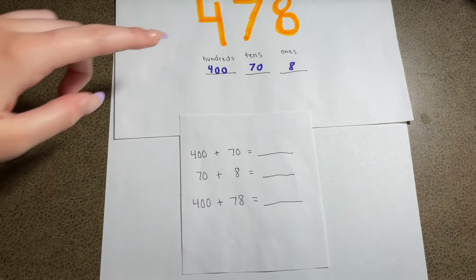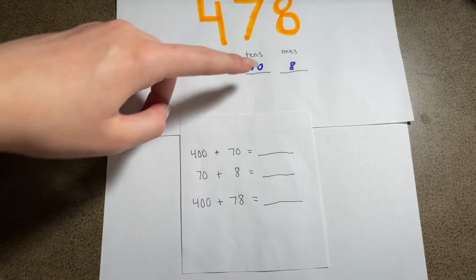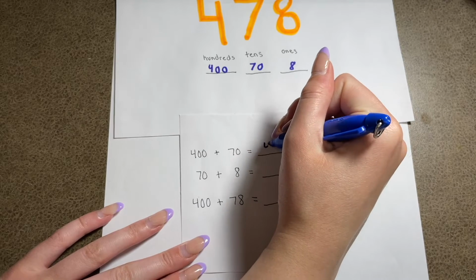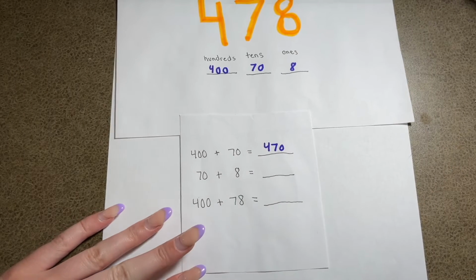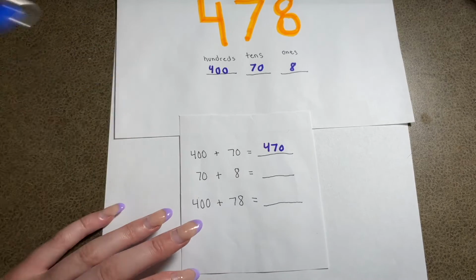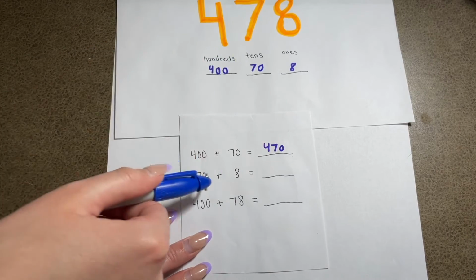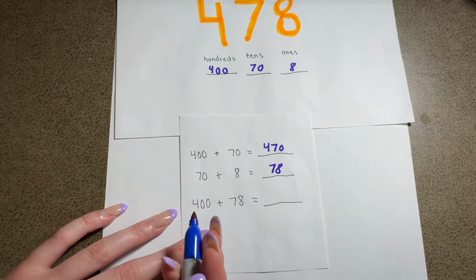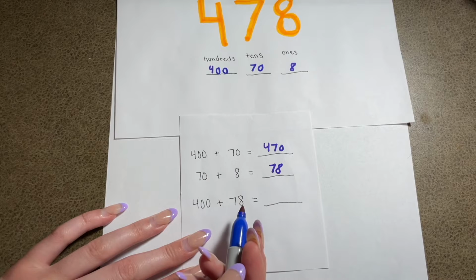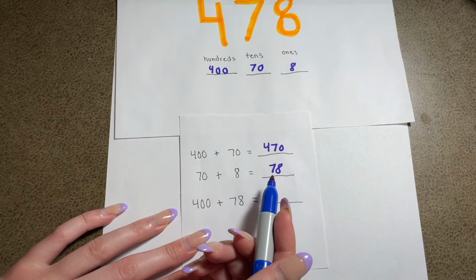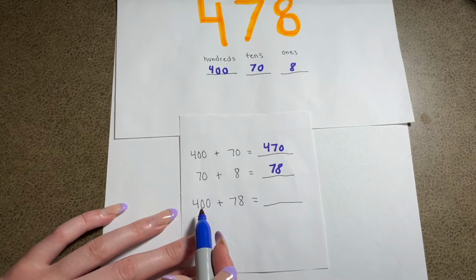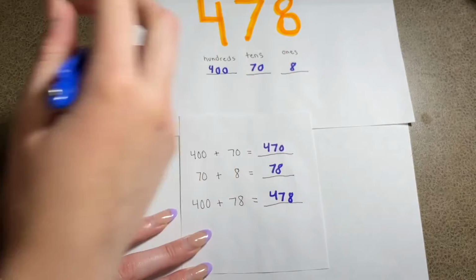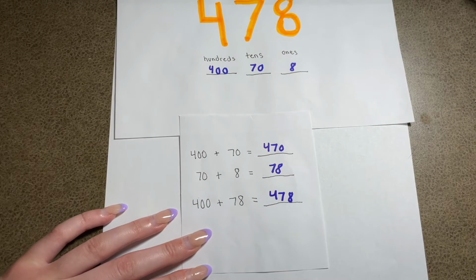So first we have our hundreds number of 400 plus our tens number of 70. So 400 plus 70 is going to be 470. Now let's add our tens number and our ones number, which is going to be 70 plus 8. 70 plus 8 is 78. Now let's add our hundreds number with the combination of our tens and ones number, which we just got in the last equation, which is 78. So we have 400 plus 78, which is going to be 478, which brings us right back up to that original three-digit number.